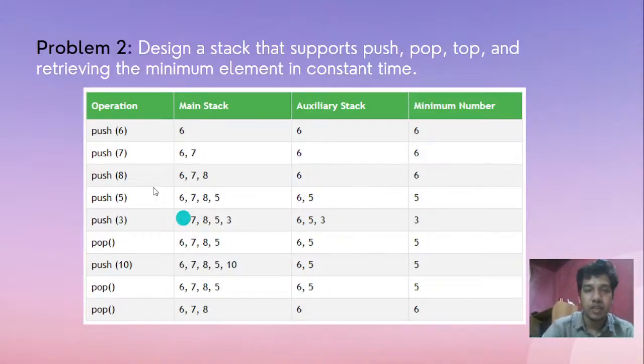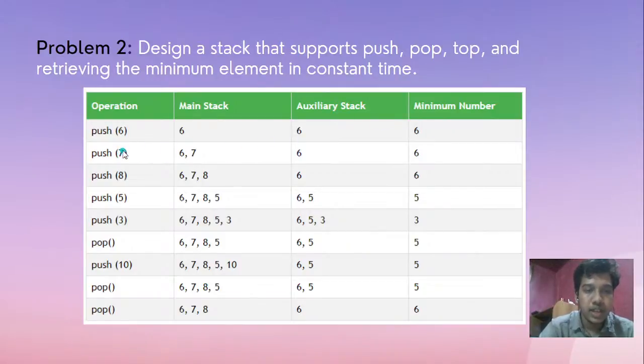I have given the method here. We are going to make two stacks. The first will be our main stack, and the next will be our auxiliary stack. When the user gives push 6, 6 is inserted in the main stack and also in the auxiliary stack, then we can compare these two and check which is the minimum element. So 6 is the only minimum, so it is returning 6.